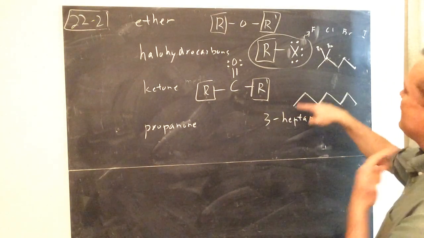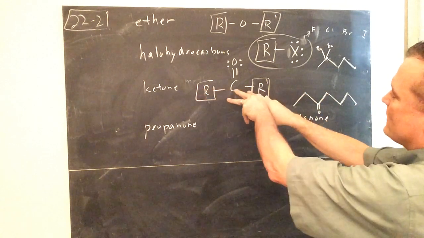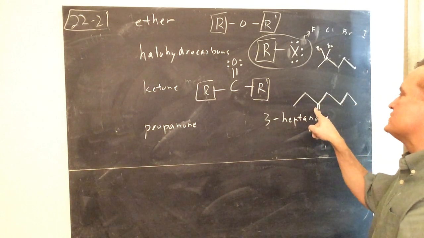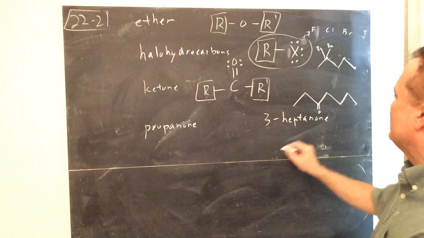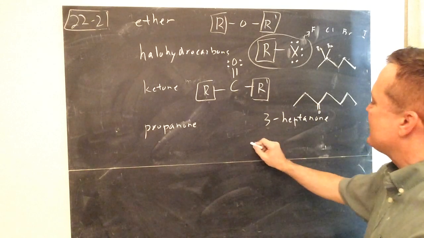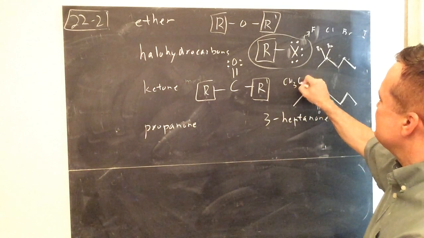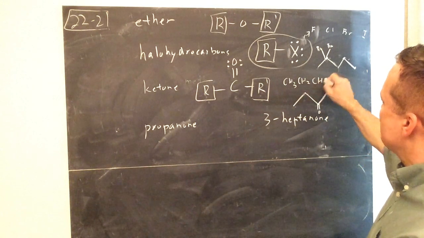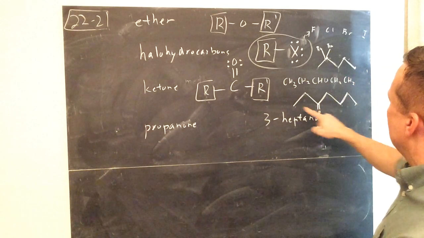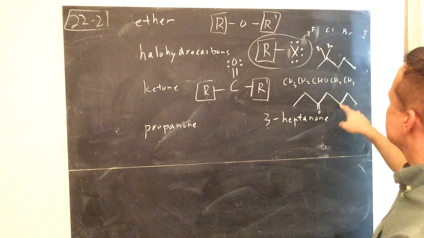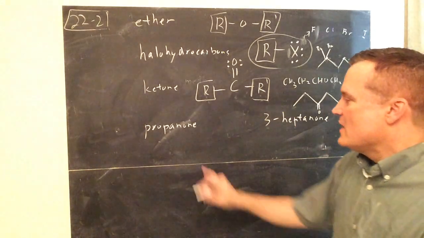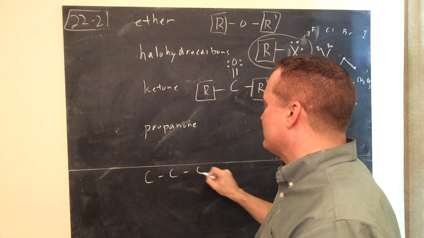So even though there's 2 groups that came together to form it, you name it as one long continuous chain, and you give a number as to where the double bond to the O is. So 3-heptanone, that would be it. I really don't want to draw that. CH3, CH2, CO. Well, I guess I'll do it that way for you. CH3, CH2, CO, CH2, CH2, CH2, CH3. There it is, 3-heptanone. Propanone would look like this, methane, ethane, propane.